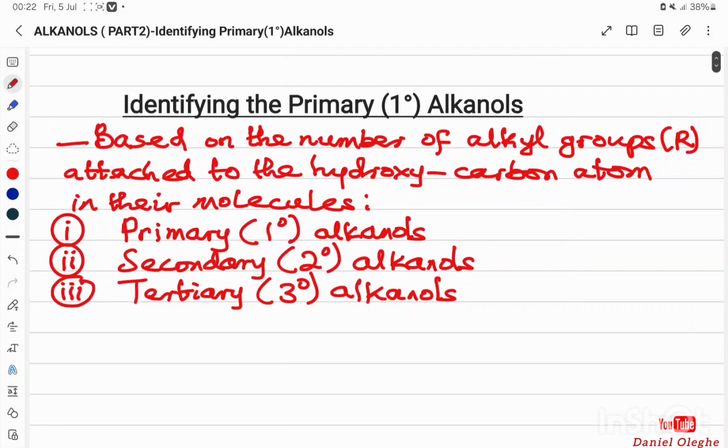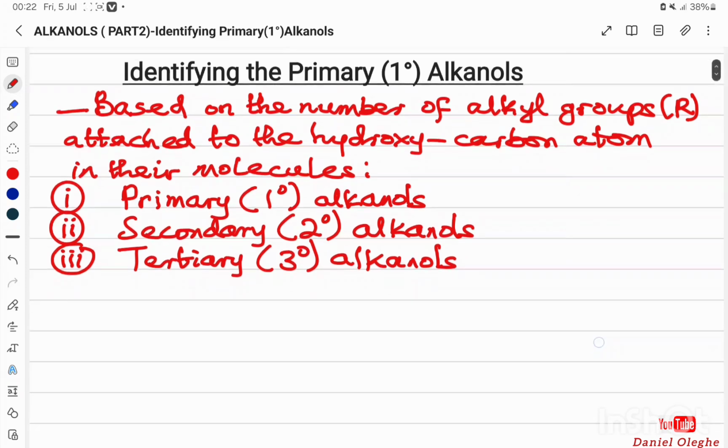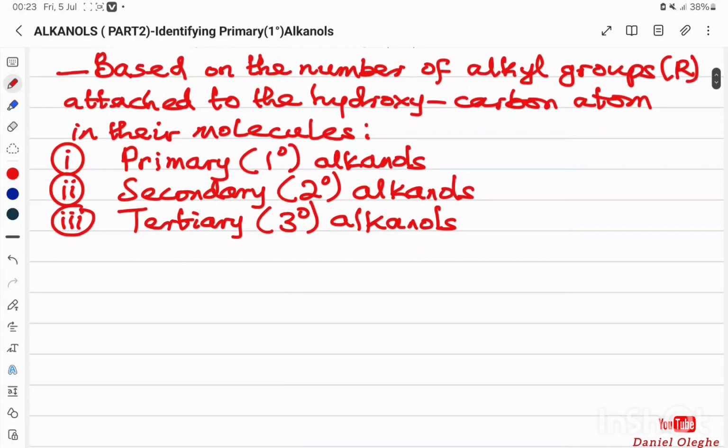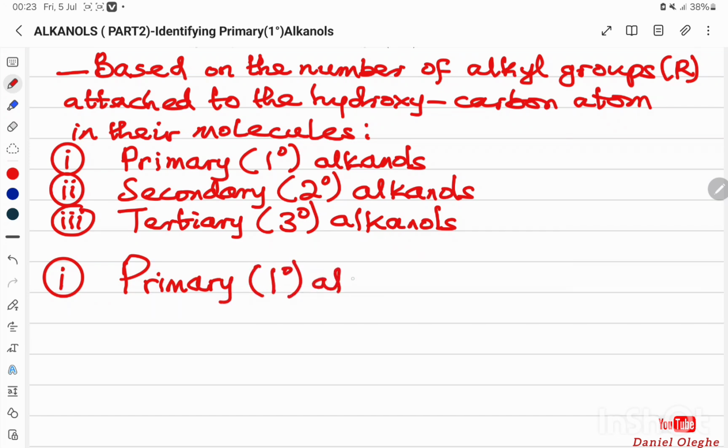For the purpose of this class, we are going to concentrate on primary alkanols. We want to see what primary alkanols are and how we can identify a primary alkanol and the examples of primary alkanols. So let's consider primary alkanols for the purpose of this video.